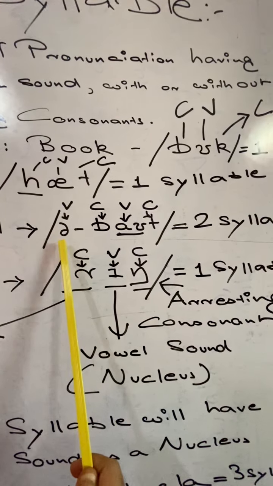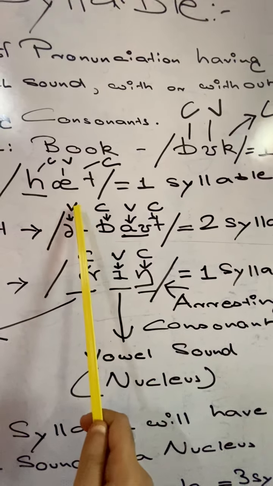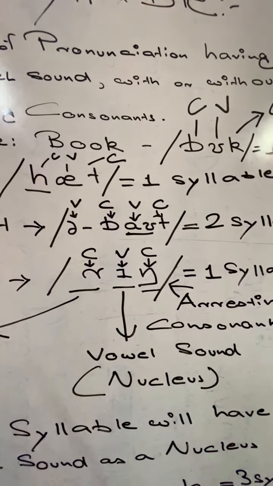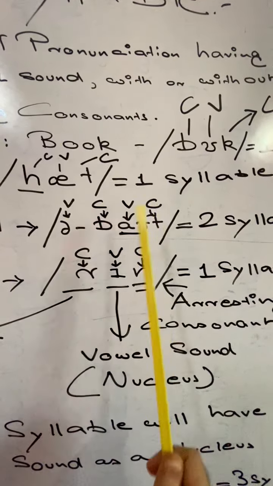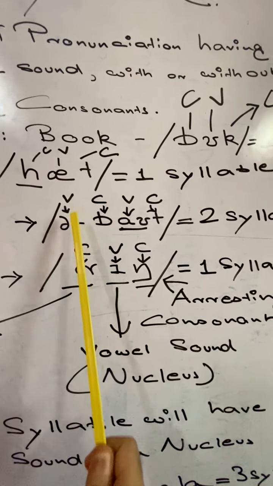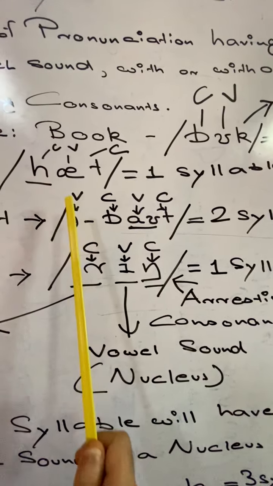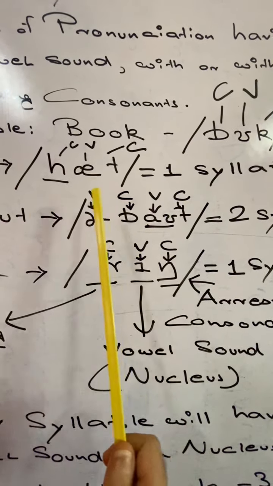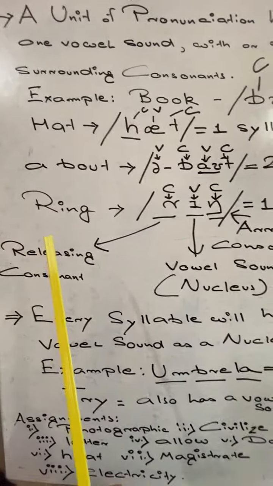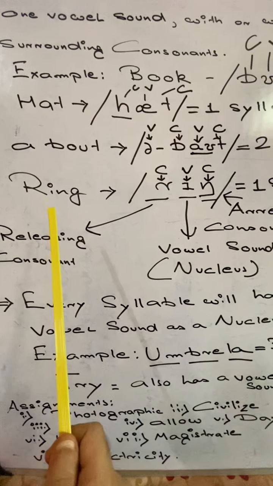So the structure of the first syllable is just V, vowel. And the structure of the second syllable is consonant, vowel, consonant. Okay, and it is represented by a hyphen. V hyphen C, V, C. Consonant, vowel, consonant, vowel. Now similarly, when we consider the word ring, R-I-N-G.